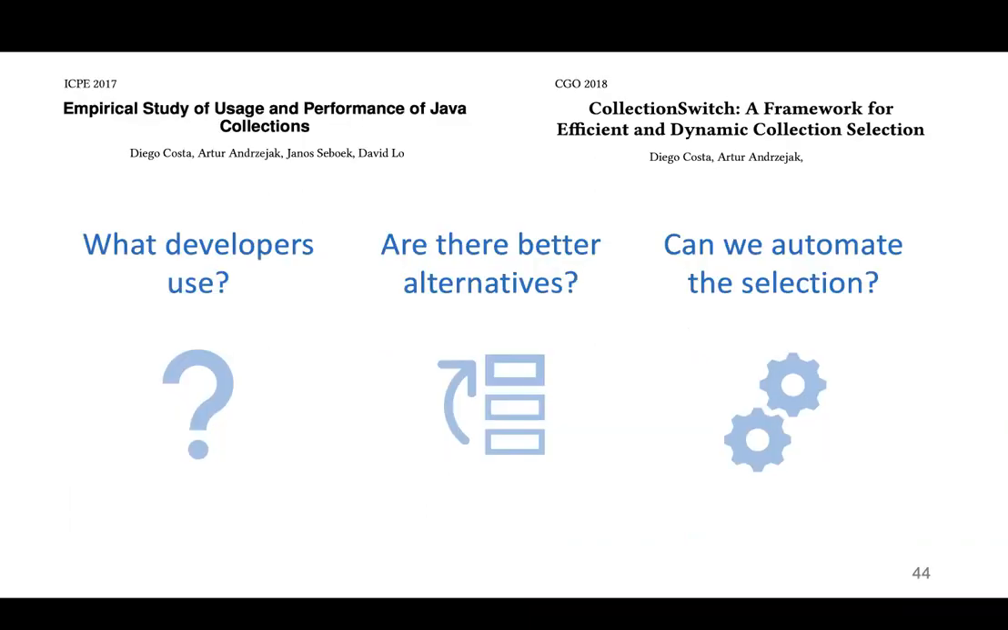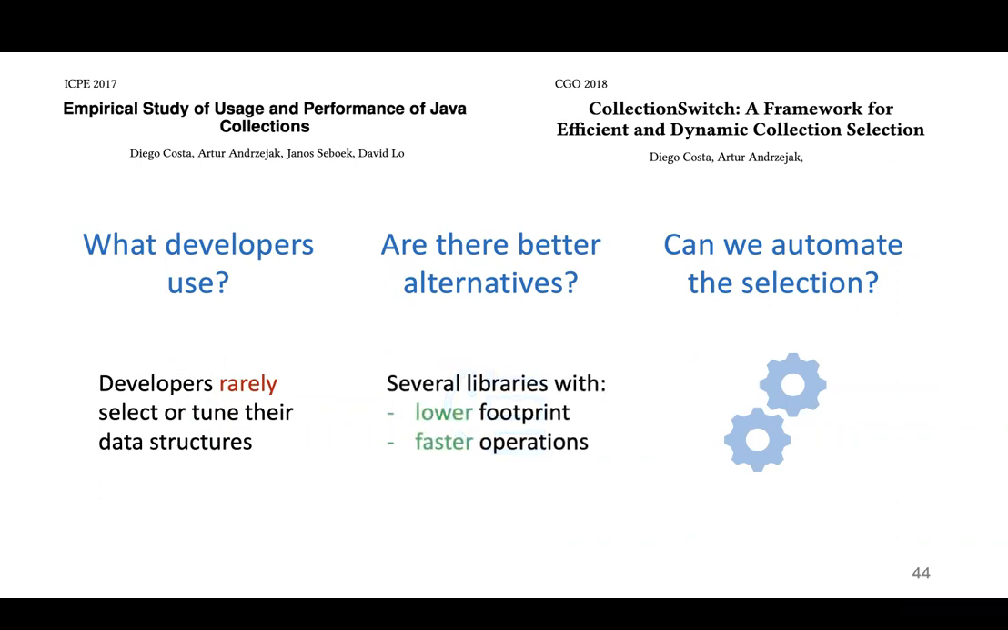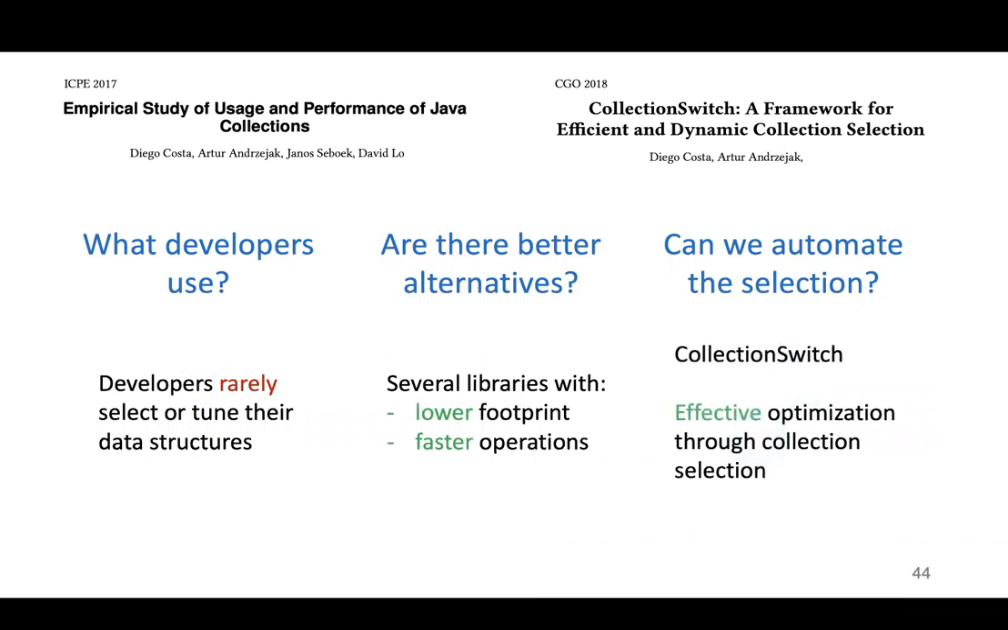All right, so just to recap on this part of the talk, we found that developers rarely go beyond the most commonly used data structures. There are good alternatives out there, libraries that can improve the execution time and memory footprint of applications. And we propose an approach that can do that at runtime, that optimizes and changes data structures to effectively optimize the application's performance. Questions about this part of the talk?